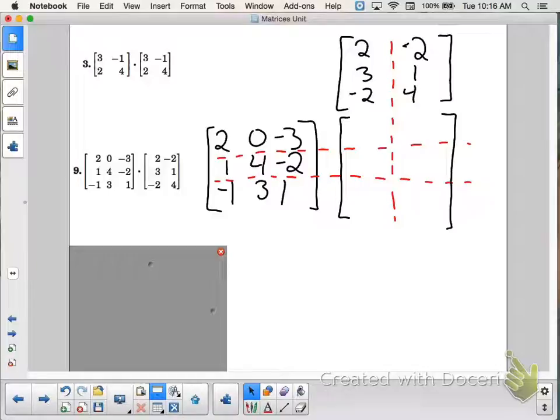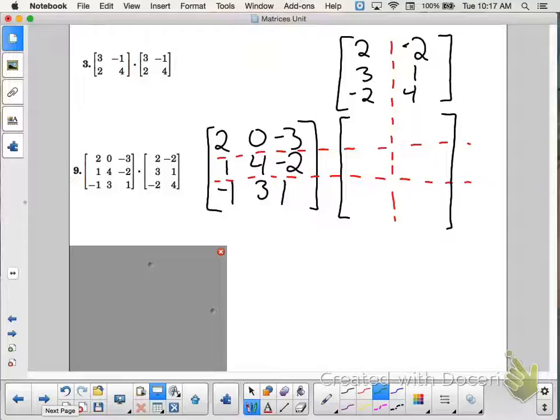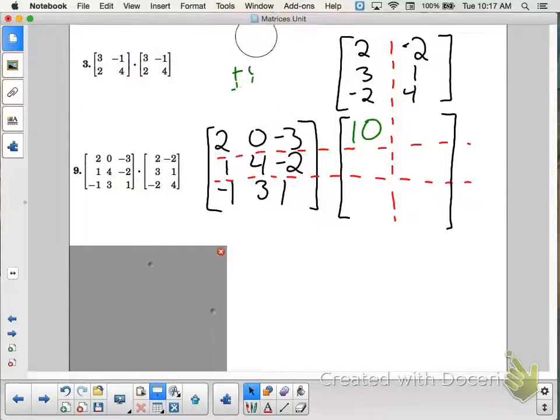All right, Kendall, what is my first step that I would do? Let's multiply 2 times 2. So I want to multiply 2 times 2. We'll get 4. Then what do I do after that, Kendall? Multiply 3 times 0. 0. And then I do what? Negative 3 times 2. Negative 2. So I multiply 2 times 2, which gets me 4. 3 times 0, which gets me 0. Negative 2 times negative 3, which gets me 6. Add all those numbers together and we get 10. Okay?